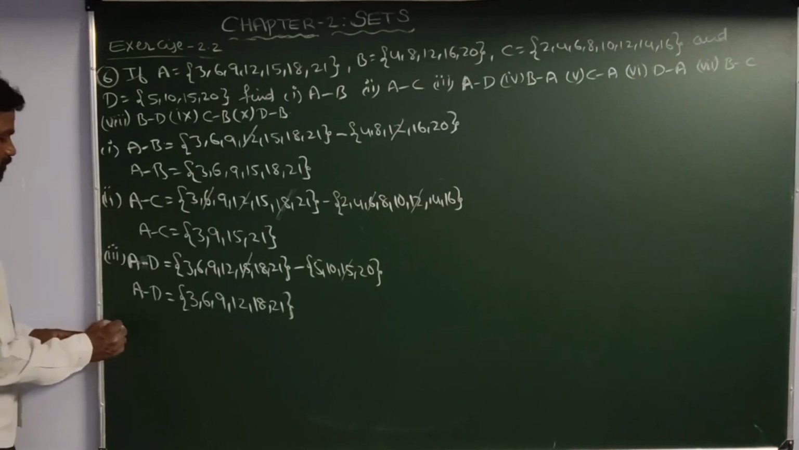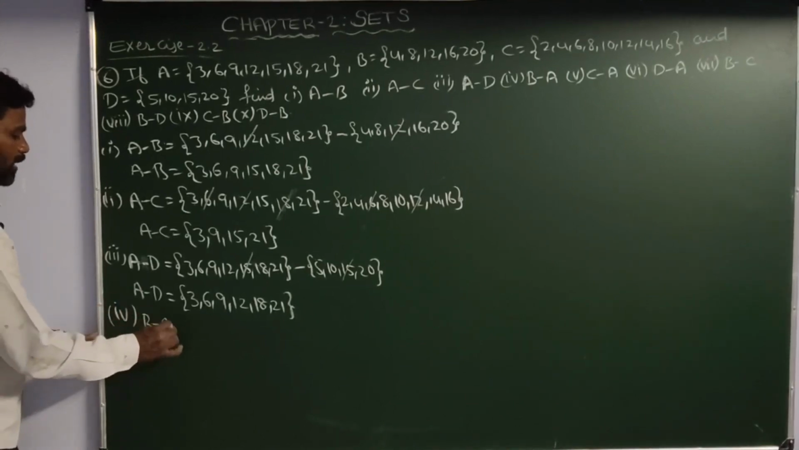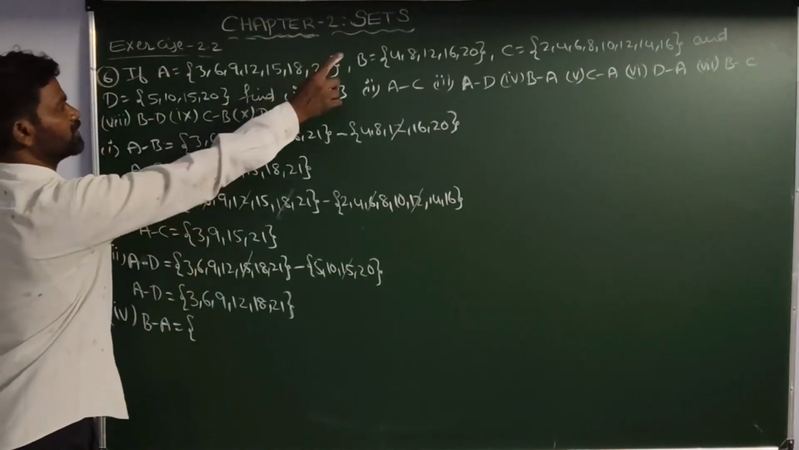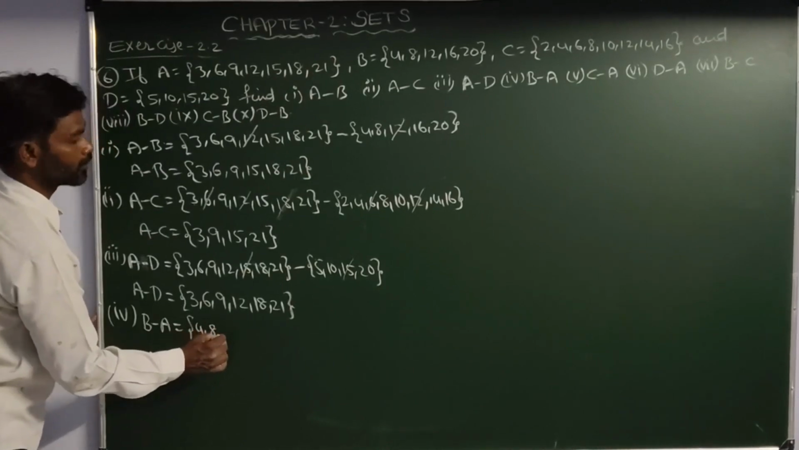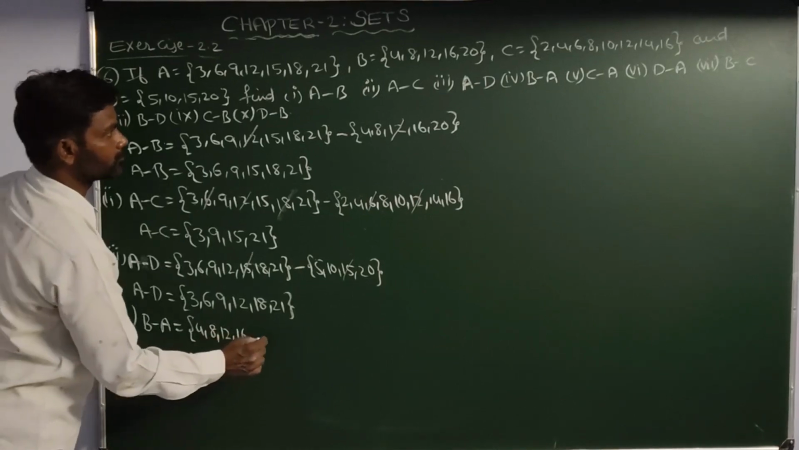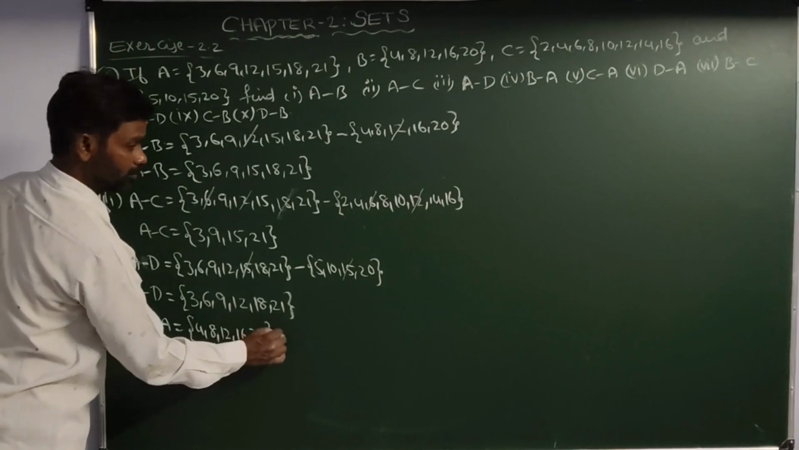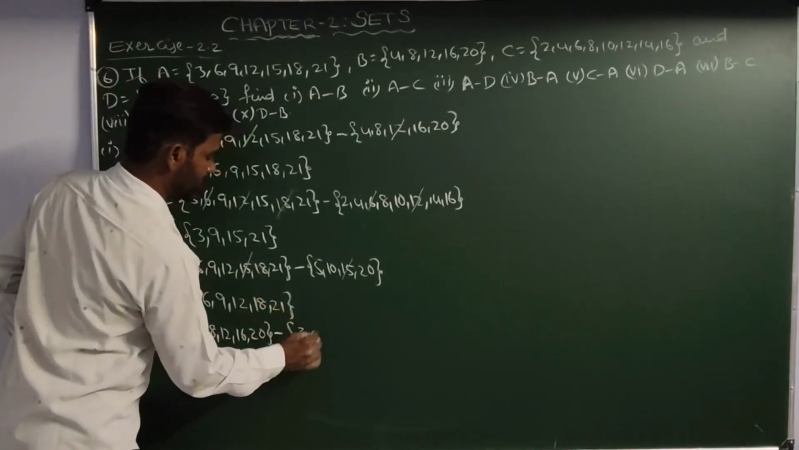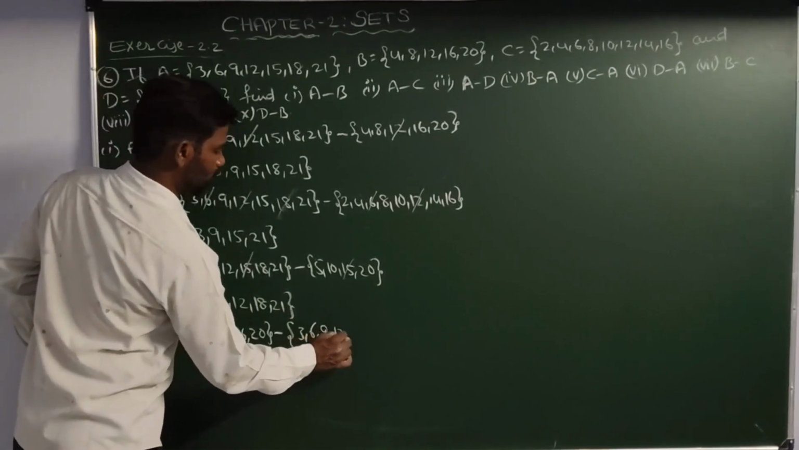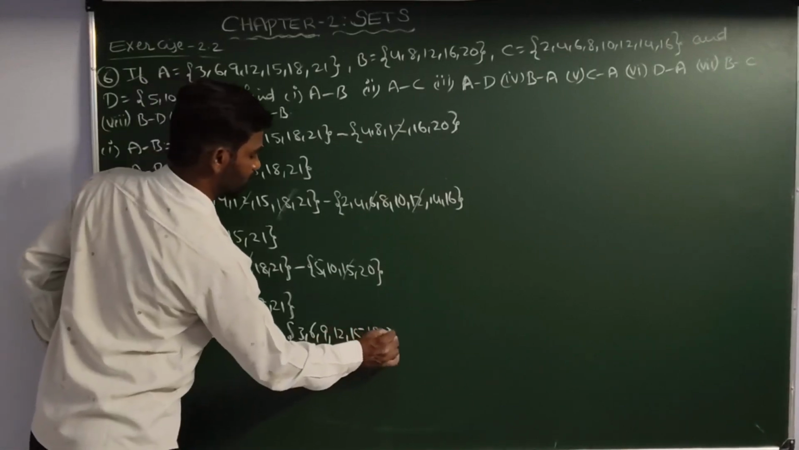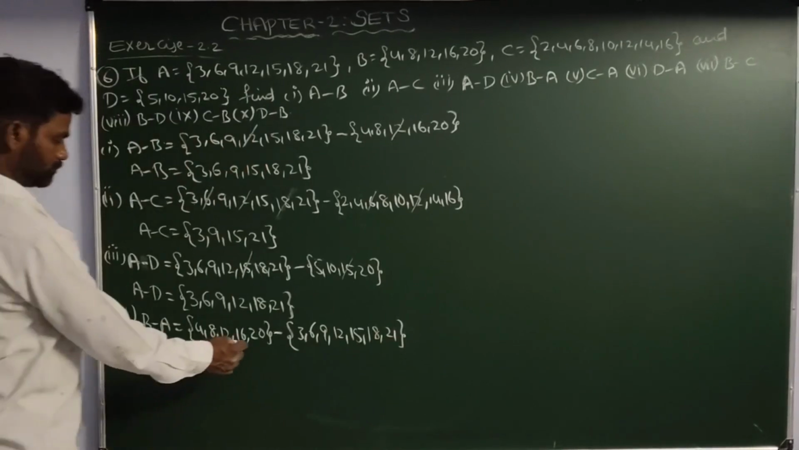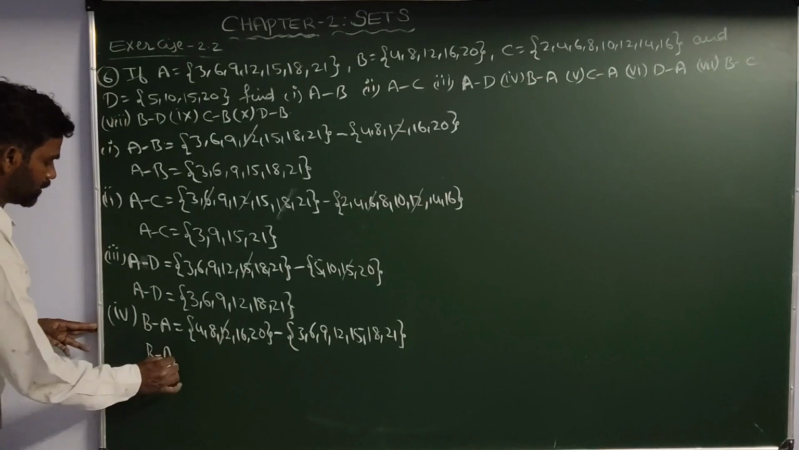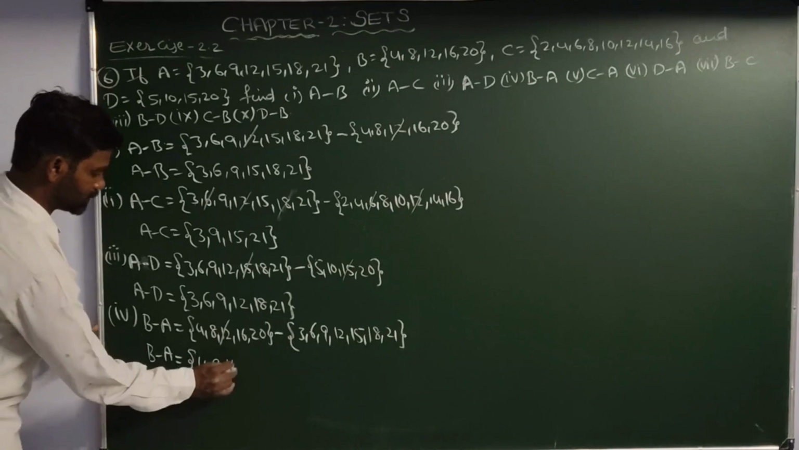Next, fourth one. What is the fourth one? Fourth question, we have to find B minus A. Write the elements of B. What are the elements of B? 4, 8, 12, 16, 20 minus A. A elements are 3, 6, 9, 12, 15, 18, 21. So what are the common elements in this? Only 12 is the common element. Therefore, we can write here B minus A is equal to 4, 8, 16 and 20.